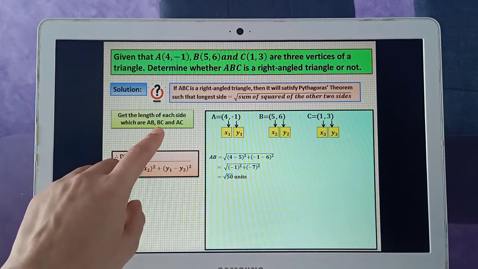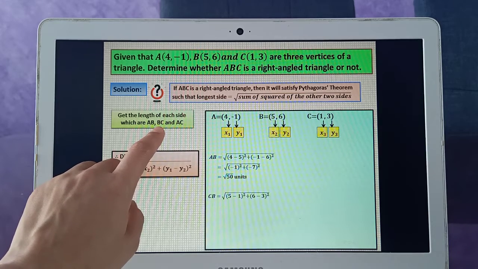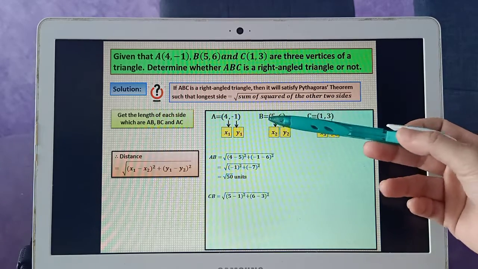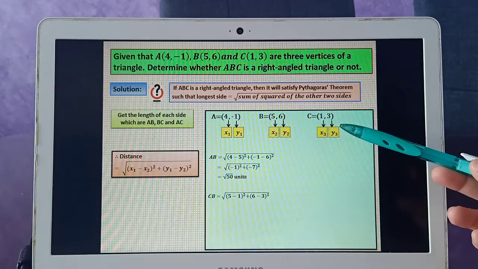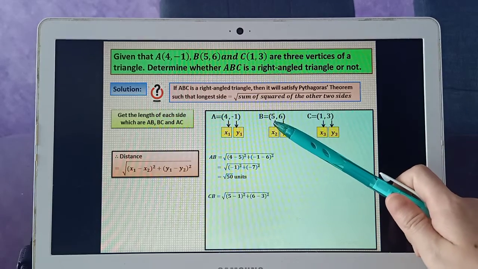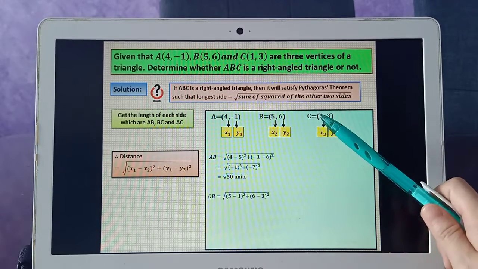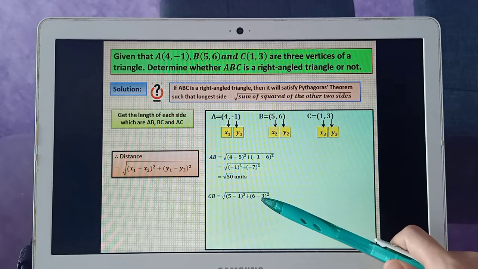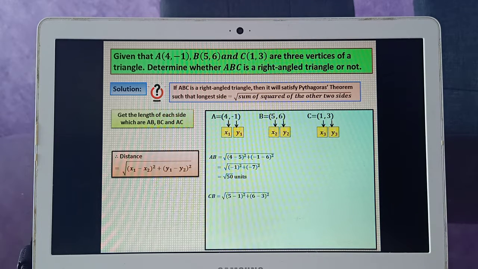Next, we are going to find the length of side BC or CB. BC or CB, they are actually the same. It means the distance between point B and C. So now, we are looking at these 2 points. We will go with the x coordinate first. 5 minus 1, put it in a bracket, square, plus 6 minus 3, put in a bracket, and then square. As a result, you will get 5 units as the length of CB.